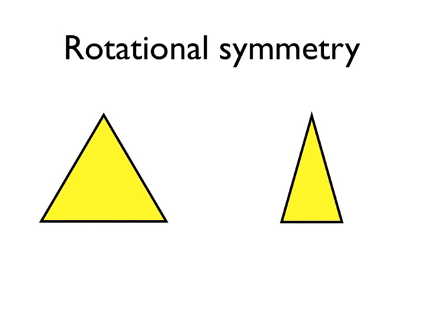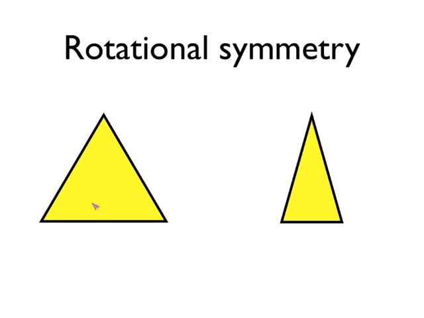We could describe the difference between an equilateral triangle and an isosceles triangle by looking at the order of rotational symmetry that the shapes have. That just means how many times you can turn the shape so that it looks exactly like it does in the original position.